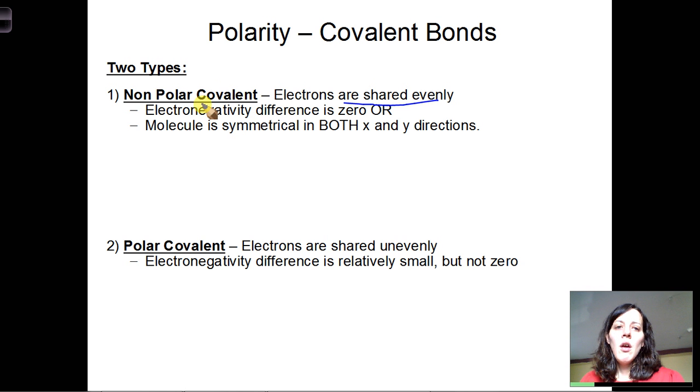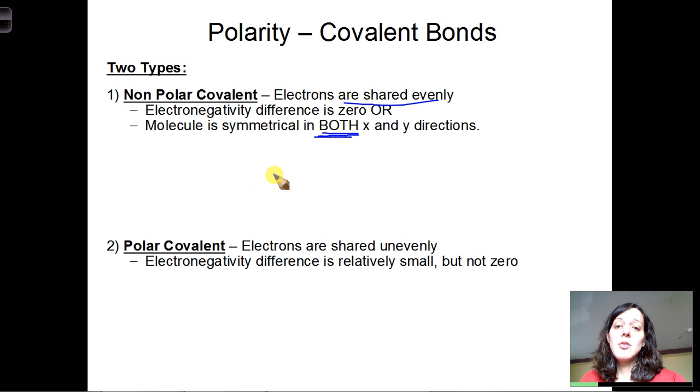So for a molecule to be nonpolar covalent, the electronegativity difference is essentially zero between the two atoms, or the molecule is symmetrical in both the x and the y direction. It has to be symmetrical in both to be considered nonpolar. Otherwise, if it's only symmetrical in one, it's considered polar.